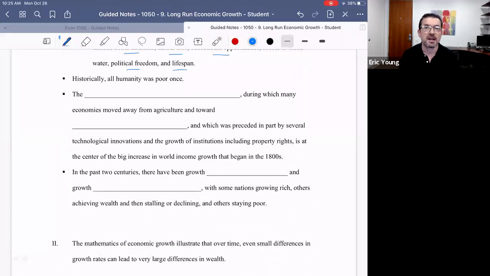Now, when you study economic growth, you find that today, in modern times, there are some countries that are really wealthy and others that are really poor. And it's tempting to think that that's always been the way. But it's important that you bear in mind that historically, all humanity was once poor. If you take a look at the timeline of human history, for the vast majority of it, all humans, regardless of where you were in the world, were living in desperate, dire poverty.